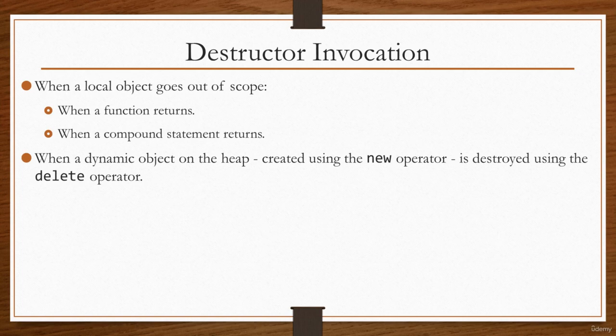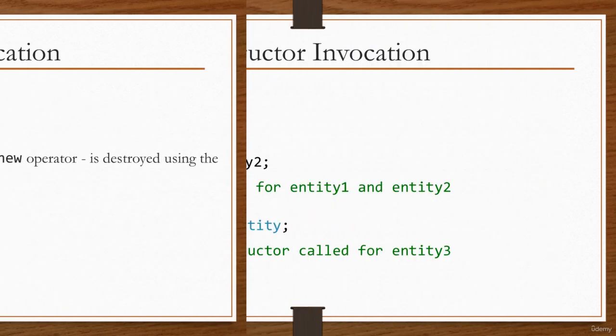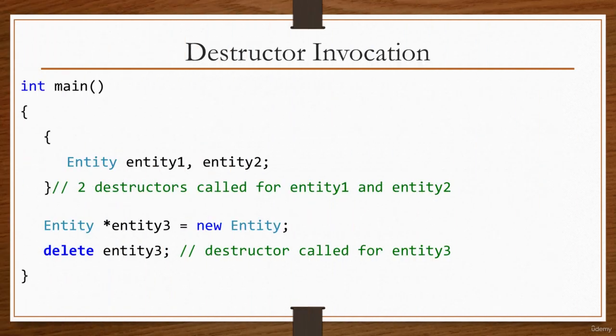The same thing happens when a compound statement returns. So when a compound statement finishes execution and program execution moves to the parent statement, then of course the local variables or objects that were in that compound statement will be destroyed. And also when you have a dynamic object on the heap, again, if you remember, you create a dynamic object using the new operator. Now when you destroy that using the delete operator, then of course you will also invoke the destructor.